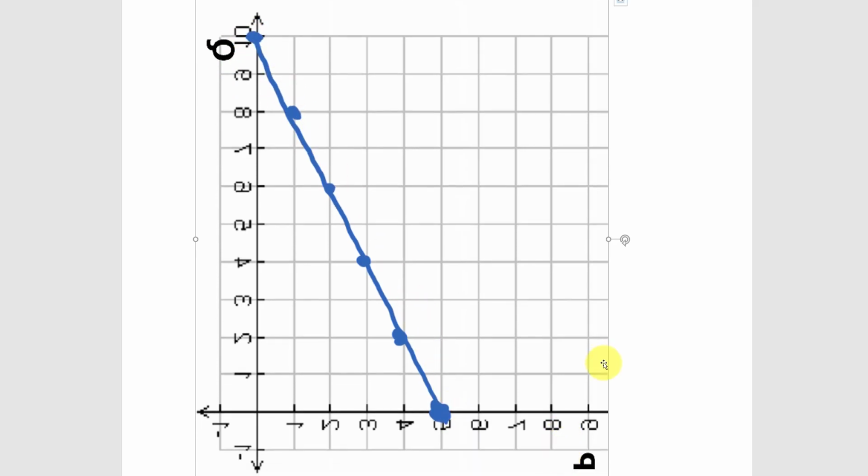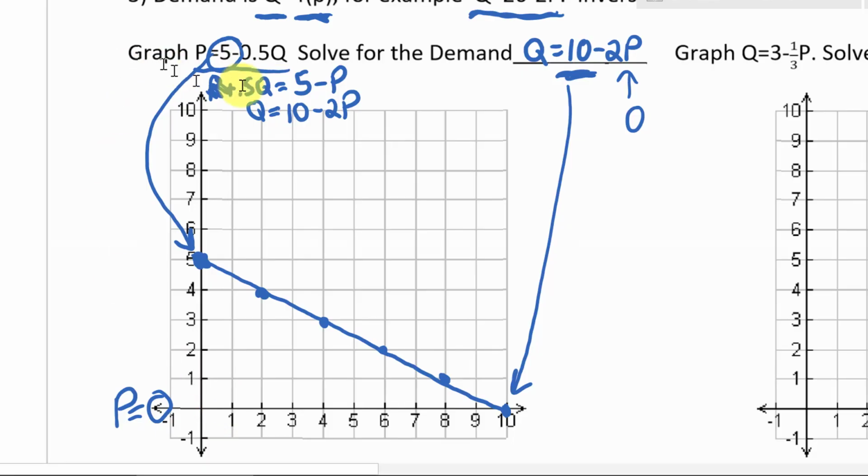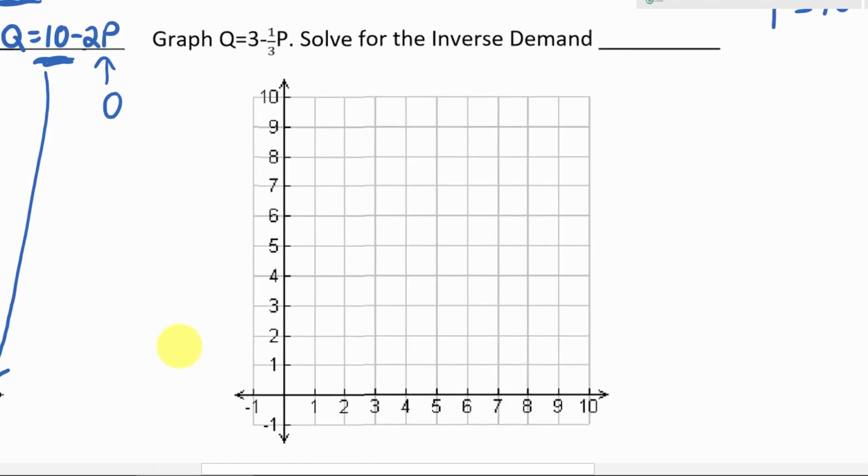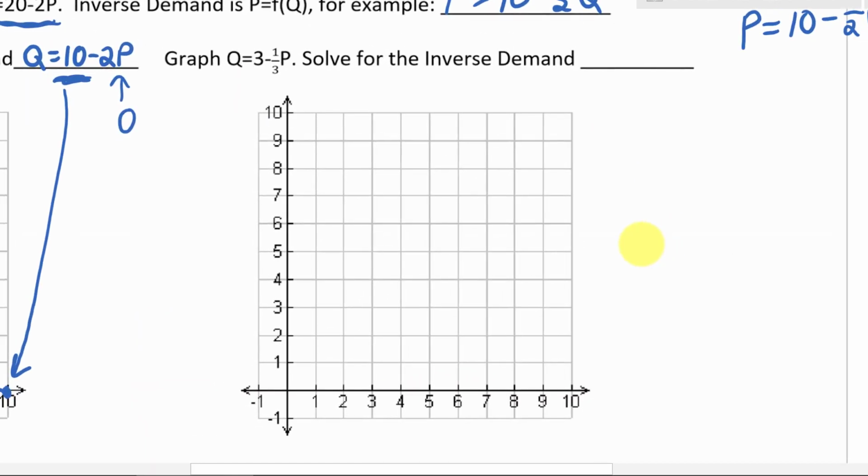All right, think about that. Take a piece of paper and do this. Flip it over, rotate it, hold it up to the light, and you'll be able to see what we're talking about. So the 5 is the y-intercept. The 10 in the demand function is the x-intercept, or the quantity intercept, and the slopes are inverses of each other. 0.5, 1 over 0.5, all right? Now I encourage you to pause the video and try this.